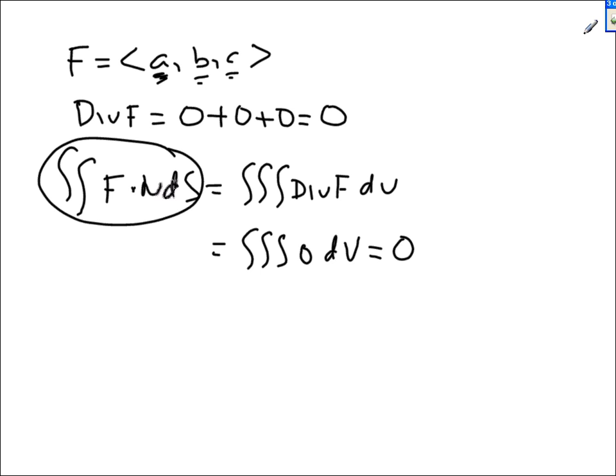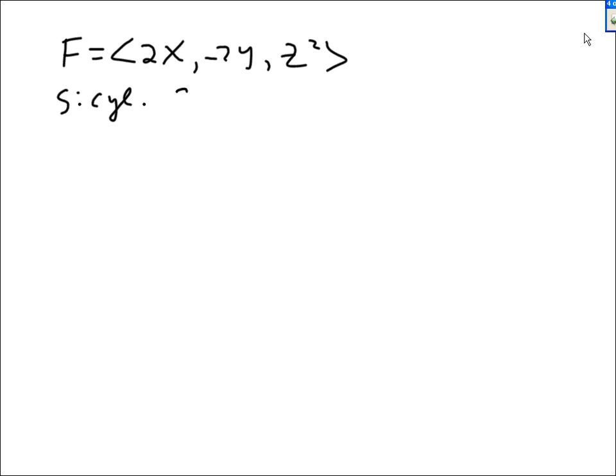Okay, here's another nice problem you should do. Here's another good problem. Suppose that f is equal to 2x, negative 2y, and z squared. And the surface is the cylinder x squared plus y squared equals 1, and z goes between 0 and h.